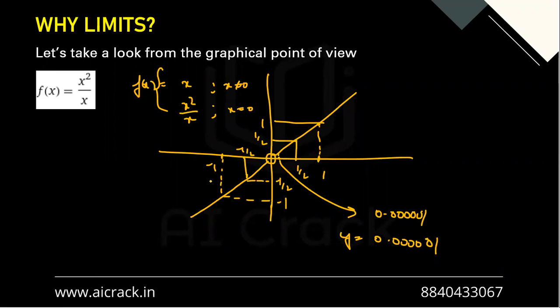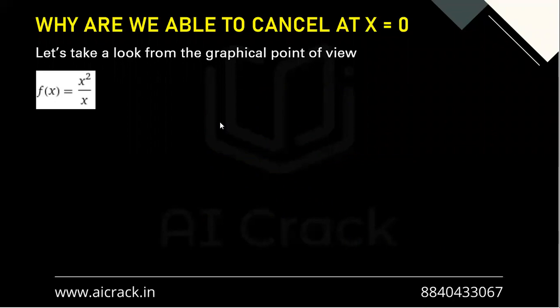So I'm just giving a refresher of this limiting concept because many of you would have forgotten that. Most of us already knew it, having studied this in the 11th or 12th class, right? Now why are we not able to cancel at x equals 0? Because at x equals 0, it's not defined, it's not in the domain. So the function is not defined, so we cannot cancel it. So for x equals 0, this function stays as it is.